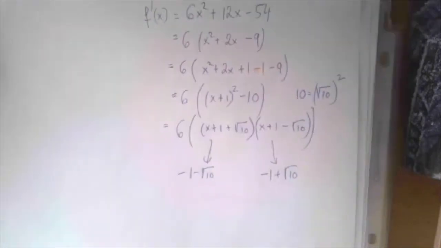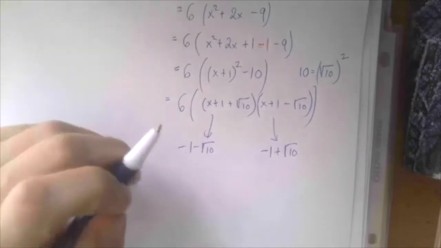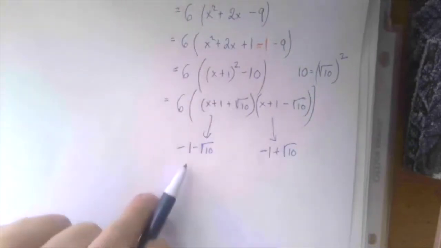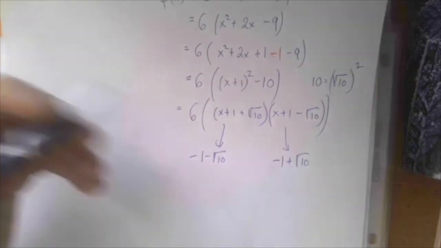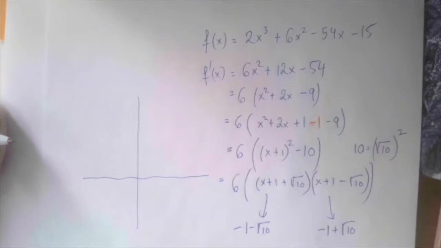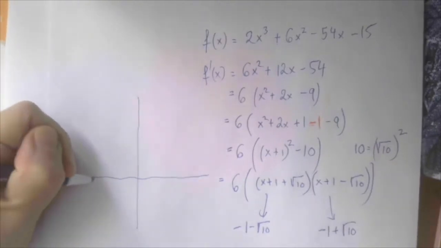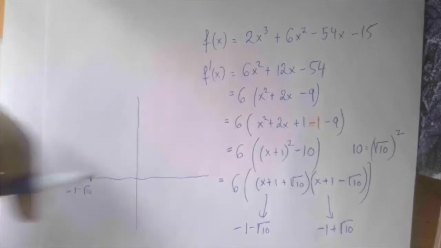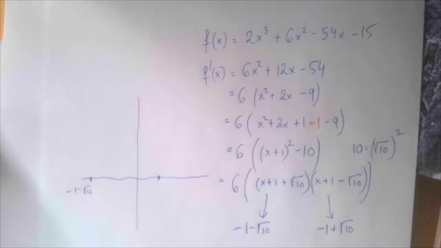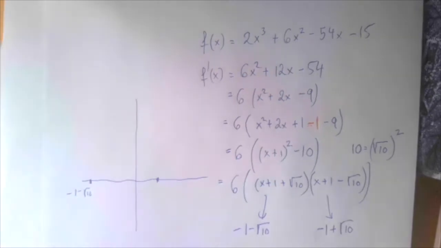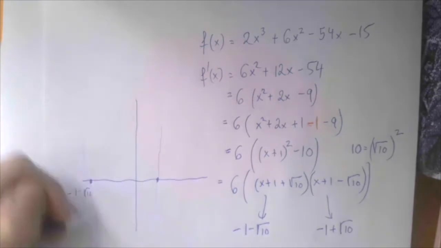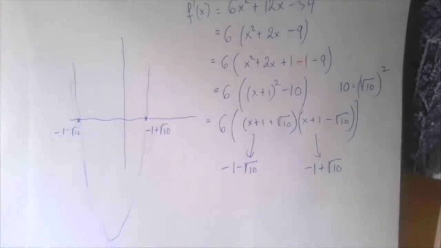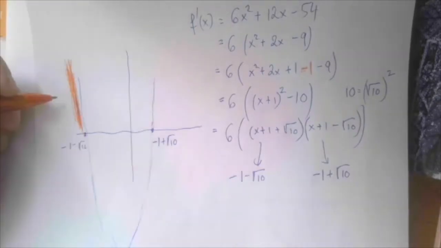Square root of 10 is around 3, right? 10 is almost 9. So this is a positive number around 2. This is a negative number around negative 4. Actually, let's graph it. We have a regular parabola where the smaller root is close to negative 4. The positive root is close to 2, just for the scales. And the y-intercept is negative 54, so it's a really skinny parabola because of this multiplier of 6. Doesn't really matter.